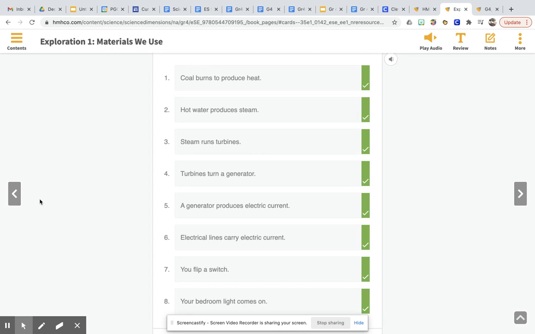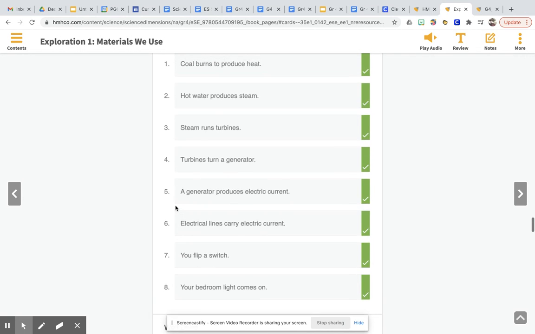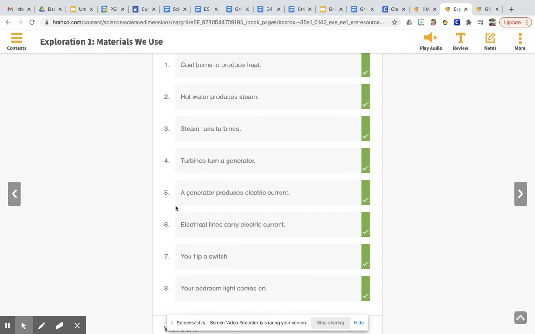All right, let's see how we did. Here's the order you should have come up with. Coal burns to produce heat, which of course we talked about coal being our natural resource, so that would be our starting point. Hot water produces steam. Steam runs the turbines. The turbines turn a generator. A generator produces an electric current. Electrical lines carry electric current. You flip a switch and then your bedroom light comes on. Isn't it crazy that there's that much of a process every single time you flip a light switch in your house?